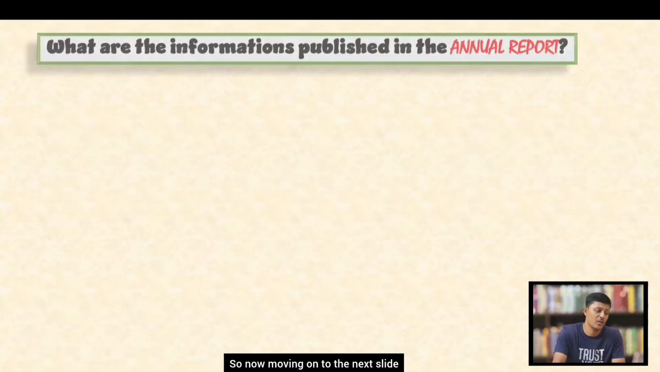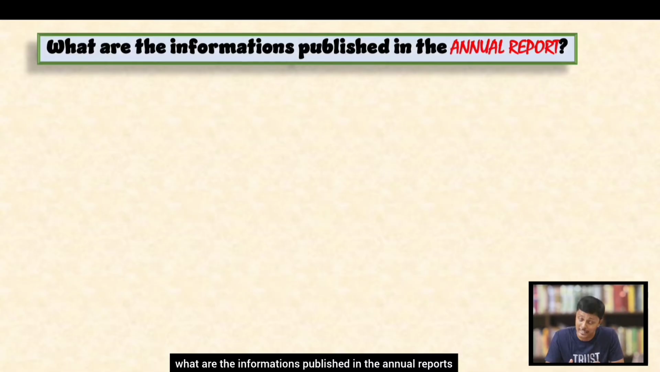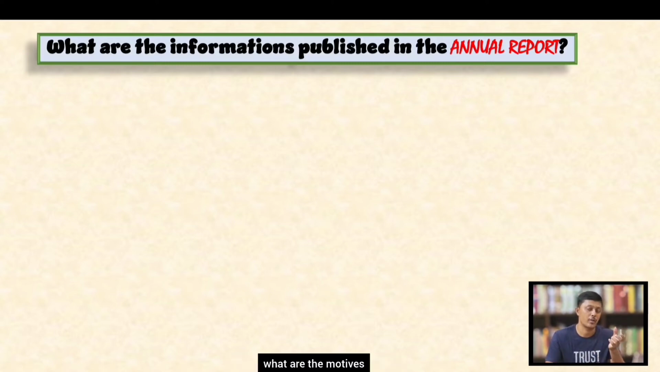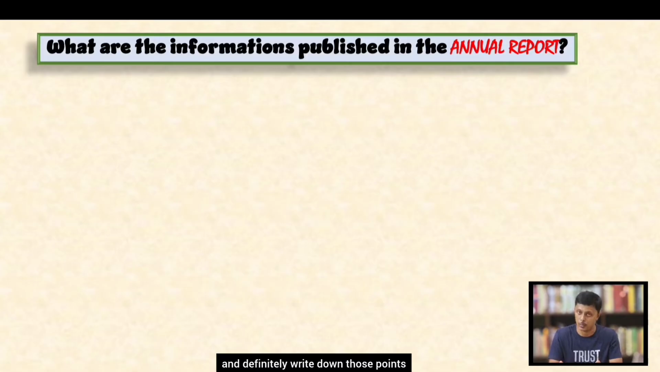So now moving on to the next slide, where we have to understand what information is published in the annual reports. If the question is asked in that way about the information published in the annual reports, you have to point out and write from this slide. If the question is asked differently, such as what the motives are or how these annual reports are significant to the investors, you have to go back to the previous slide and definitely write down those points.